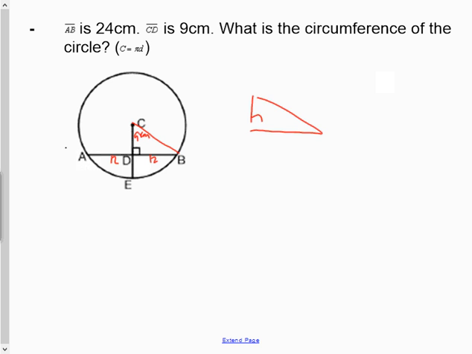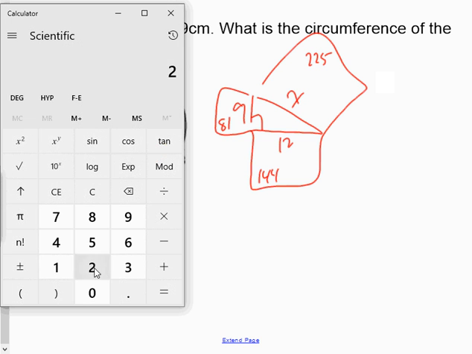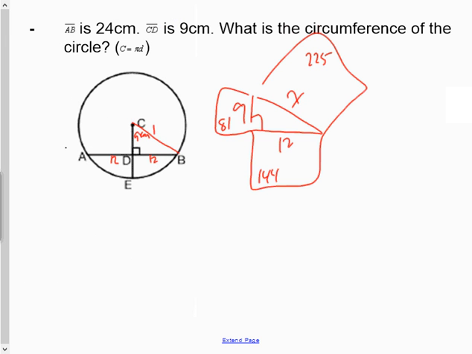Redraw my triangle over here with 9 and 12 and x. Solve it with Pythagoras. 81, 144, 225. Since the area of the square attached to that hypotenuse is 225, the length of x will be the square root of that, which is 15. So therefore, the radius of this circle is 15.